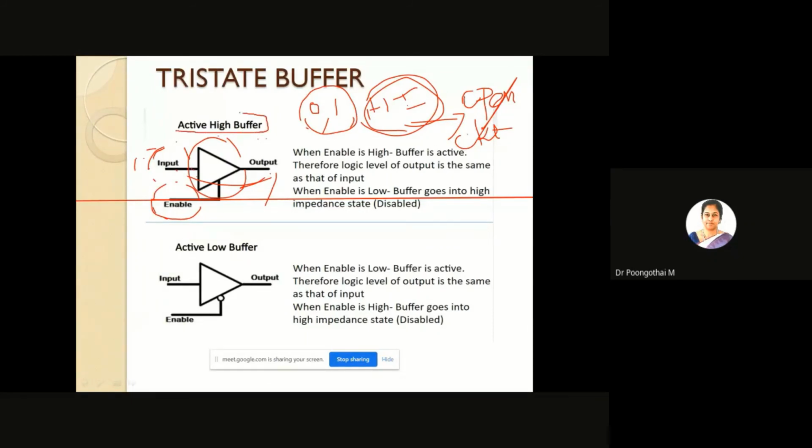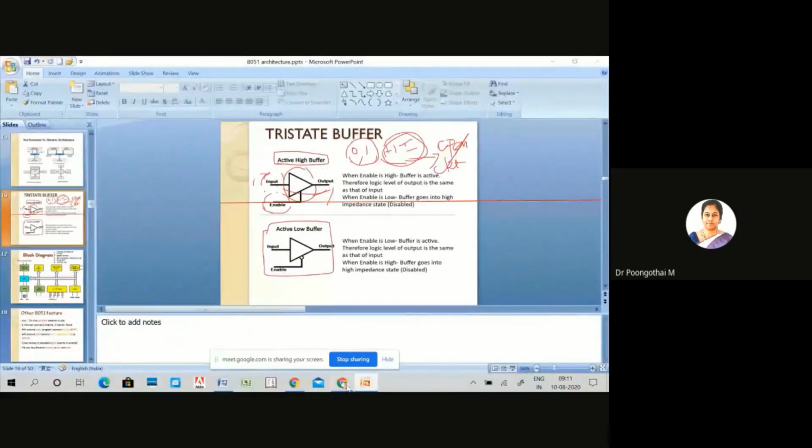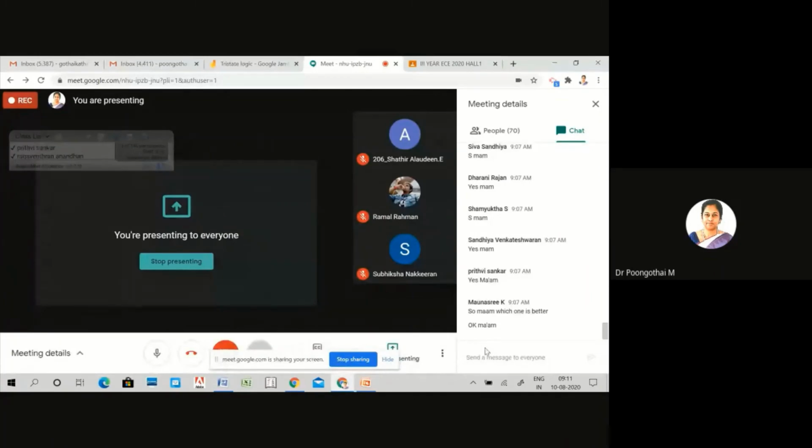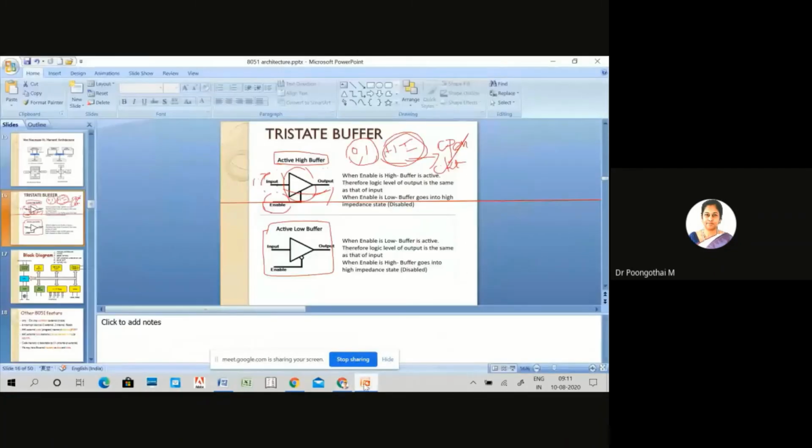So what is the meaning of this active high buffer? And this is the active low buffer. So analyze these two diagrams. What is the difference between active high and active low? Please tell me. What is the difference between active low and active high based on these two diagrams?